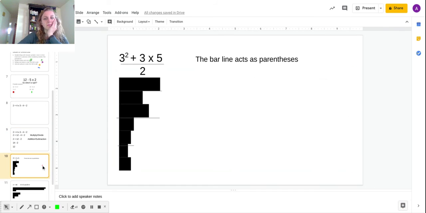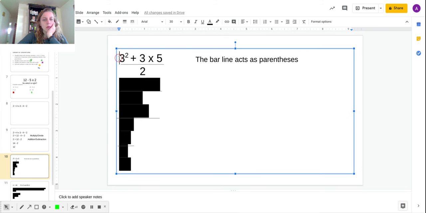Okay, let's try another one. In this problem right here, we have to treat this division bar, this fraction bar, as a parentheses. So we're going to do all of the things on top first. So that would maybe be one that you're not as familiar with. So if we're doing this top part first, what's our first step? What do you see up there?